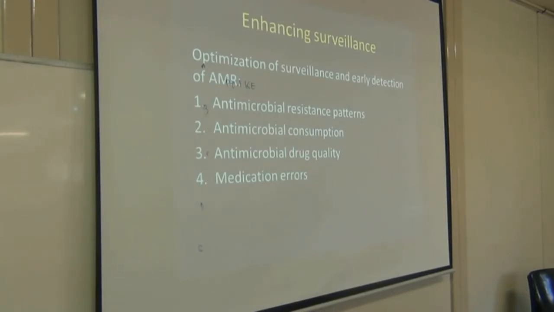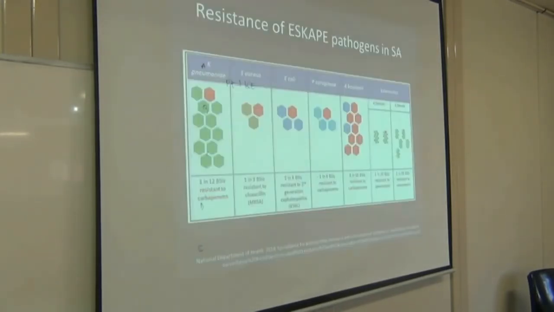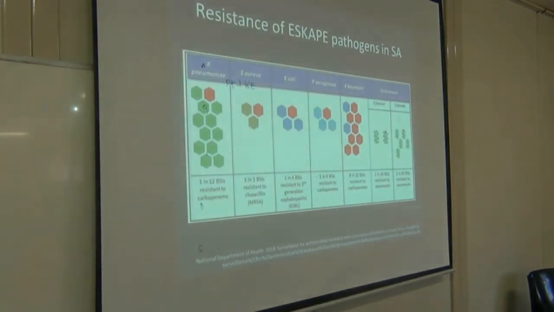Antimicrobial consumption: we need to figure out what the consumption of antimicrobials is so that we can see where we can spare and decrease our consumption. We also need to make sure that the quality of the antimicrobial drugs we do have is good so that they work the way they should. And then also implementation errors or prescribing practices. We need to monitor how our prescribing practices are and if they are effective. That is the surveillance document that came out in 2018, I think.